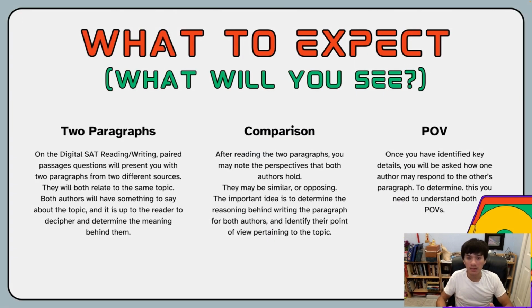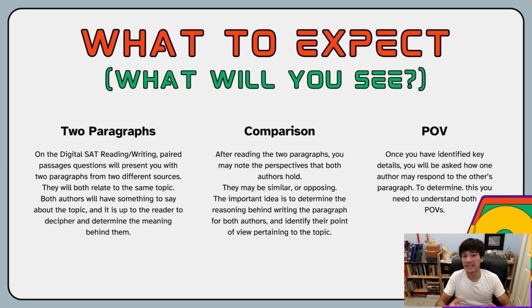What to expect. A paired passage question is very obvious when you first see one. The way it's structured is you will be presented with two paragraphs, both written by different authors, however they will be about the same topic. It is your job to read both passages and determine the topic of what the authors are talking about. They will then call for a comparison between the two authors' points of view. So you need to be able to determine the point of view of the authors and be able to compare the key differences between them in order to effectively answer the question.